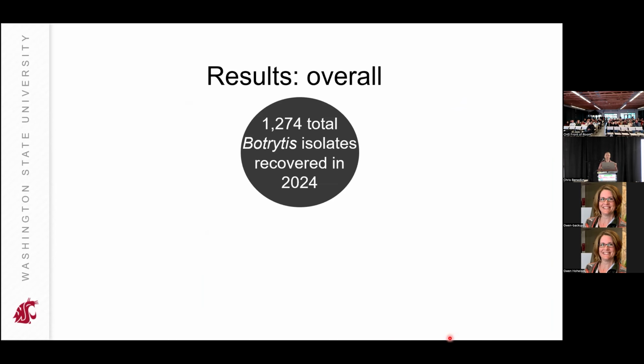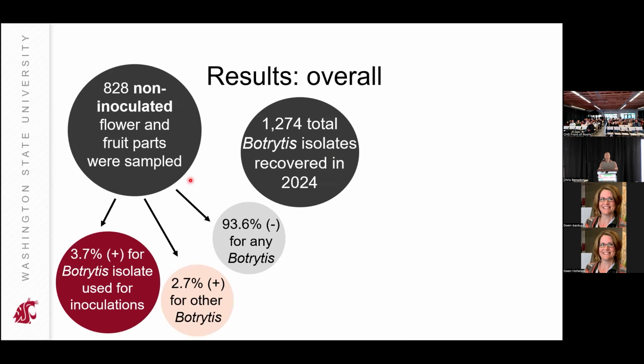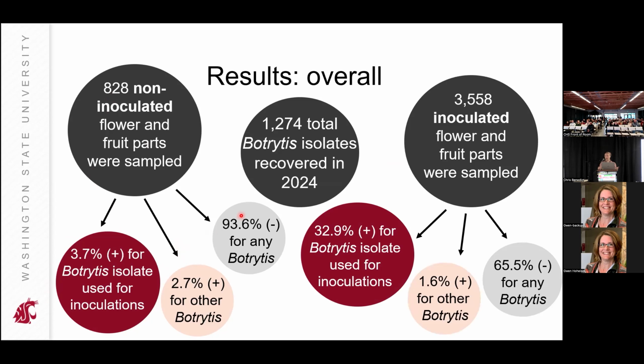This is just to give you an idea of the types of numbers we were working with for this first year. I recovered 1,274 botrytis isolates from the screenhouse trial this year. Some of those were control samples. We had 828 flower and fruit parts that were not inoculated, which served as our controls. About 4% of those were positive for the botrytis isolate we had used for inoculations, a smaller percent, about 3%, were positive for some other environmental botrytis, and the vast majority, about 94%, were negative for any botrytis. We also had lots of inoculated flowers and fruit: 3,558 flower and fruit parts were sampled, and of those, about a third were positive for the isolate we used for inoculations, about 2% were positive for some other botrytis, and again, the majority were negative for any botrytis.